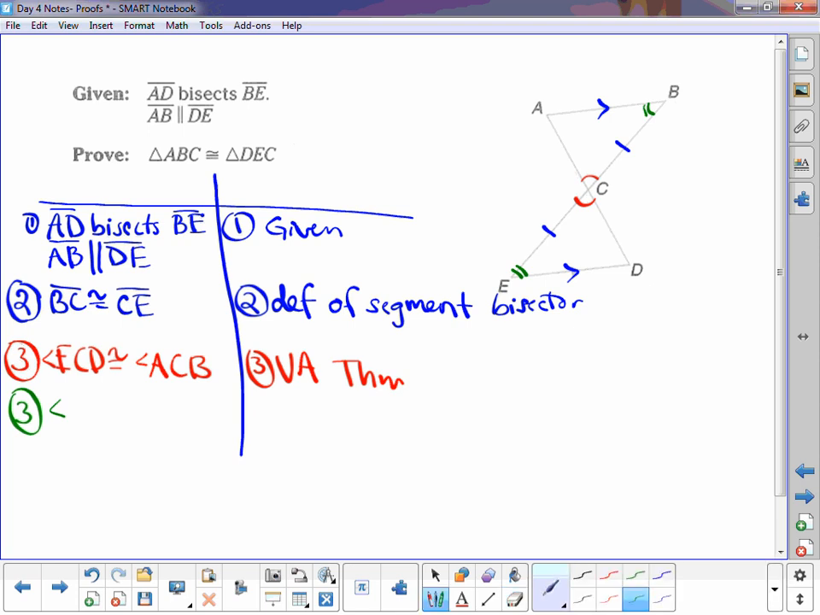So I'm going to go ahead, I'll just stick with what I have sitting up here. So we have angle CED is congruent to angle ABC. And that was by alternate interior angles there.